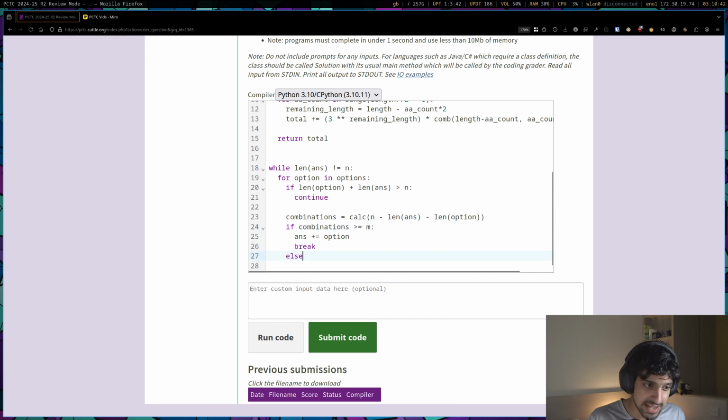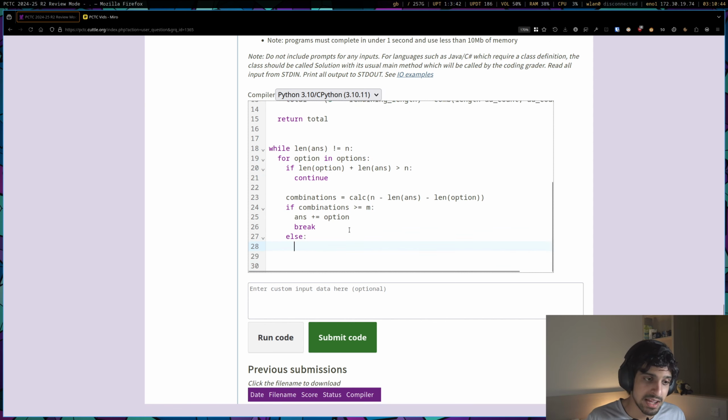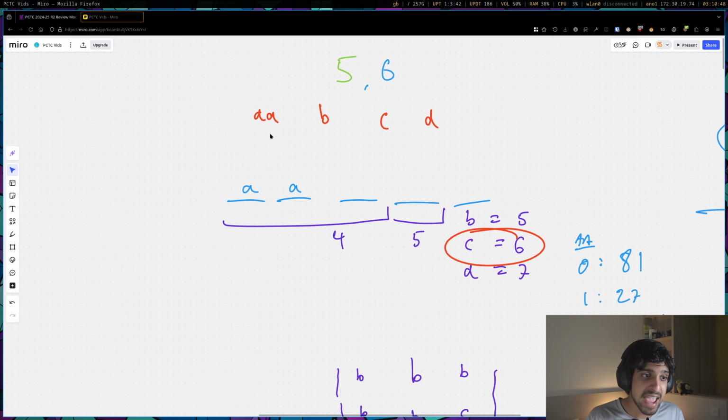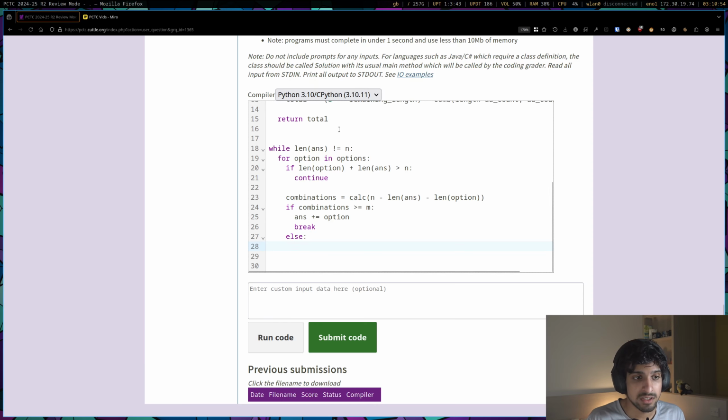Awesome. So if that isn't the case, then obviously it's smaller than m. If it's smaller than m, this is where it gets tough, because that means we definitely want to check the next option. It means that AA is too small, too high up in the list. So we want to go down to B. So what do we do then?